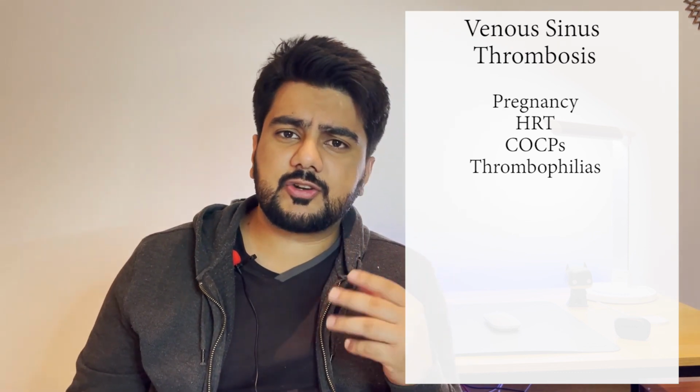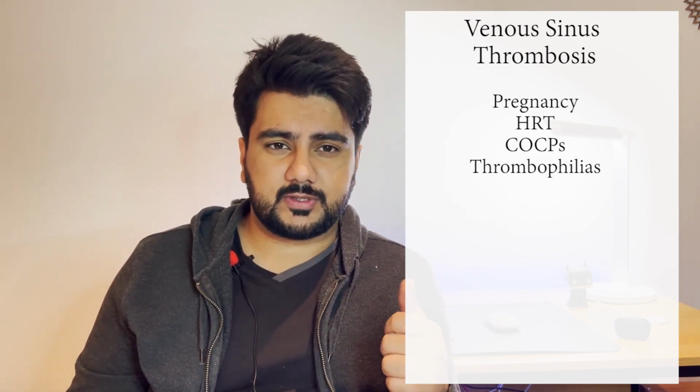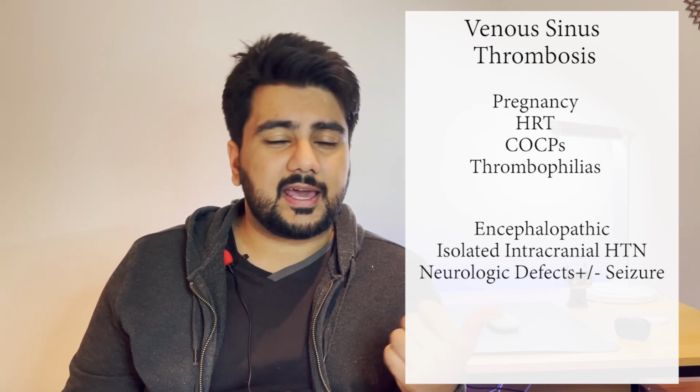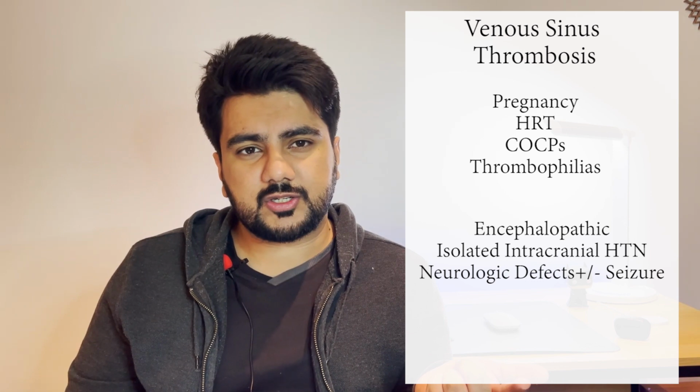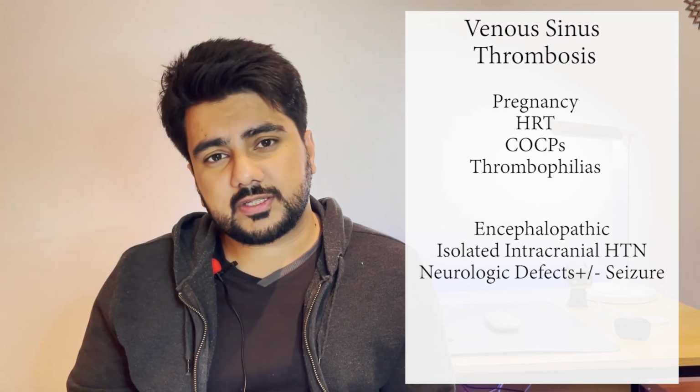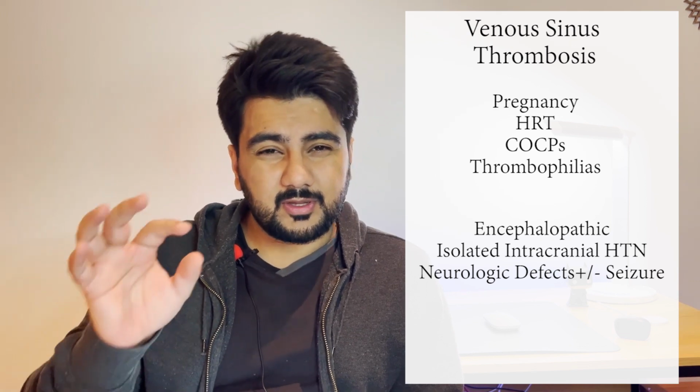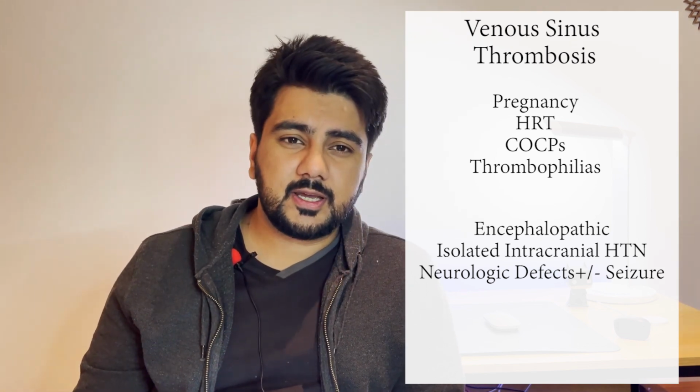There are 3 separate syndromes that happen with venous sinus thrombosis. The first one is an encephalopathic syndrome. The second one is isolated intracranial hypertension. And the third one is focal neurologic deficits or seizure, or both of these together. Remember that the most common focal neurologic deficit is monoparesis or hemiparesis. The examination findings in this condition can lead you towards where the thrombosis actually is.